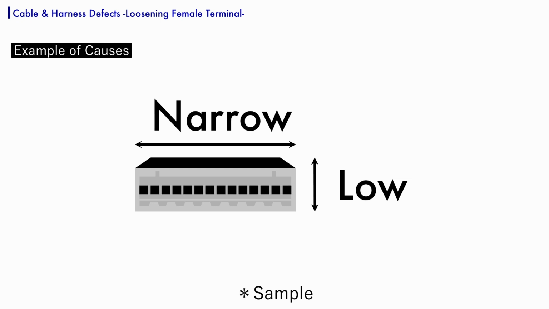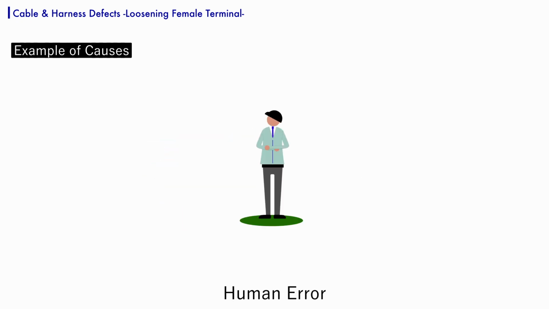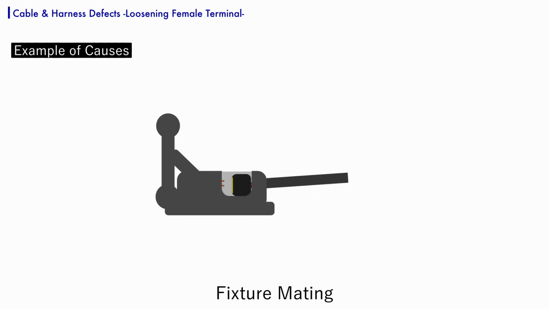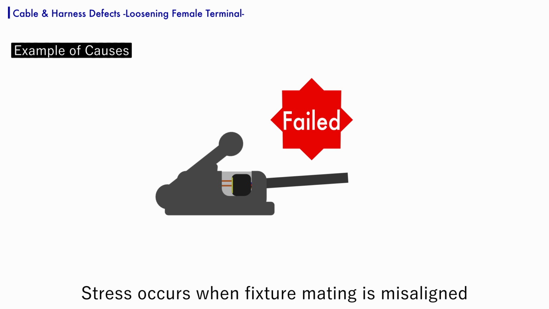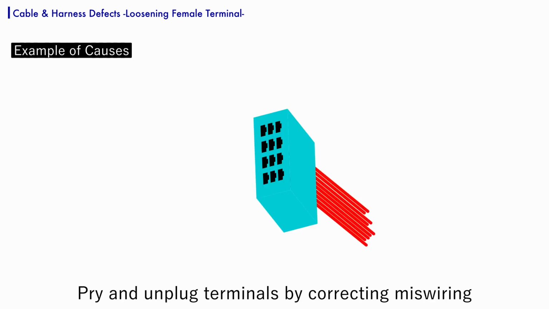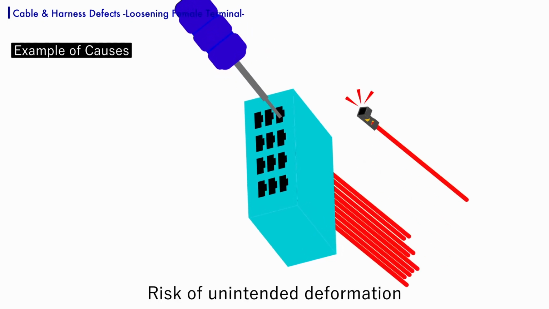Narrow pitch connectors are less strong and more delicate. Human error or mismating caused by inaccurate fixtures may damage the connectors and terminals. Terminals are damaged by prying. Deformation occurs by reworking because force is applied to the terminals to open them.